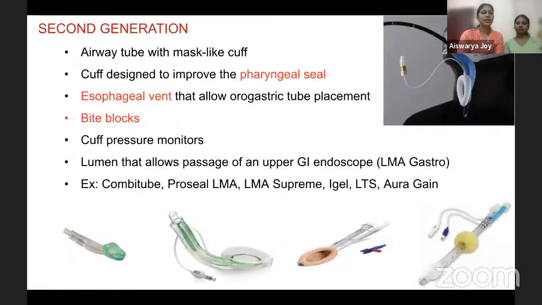The second generation LMAs have an airway tube with a mask-like cuff, and the cuff is designed to improve the pharyngeal seal. There is an esophageal vent that allows orogastric tube placement, and an integral bite block to prevent injury due to biting. It has cuff pressure monitors also, and in some LMAs, there is a lumen that allows passage of an upper GI endoscope. The examples are esophageal-tracheal combitube, ProSeal LMA, LMA Supreme, i-gel, laryngeal tube suction, and Air-Q.